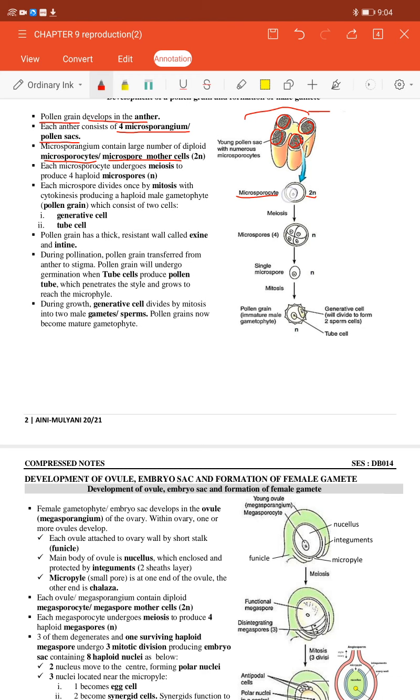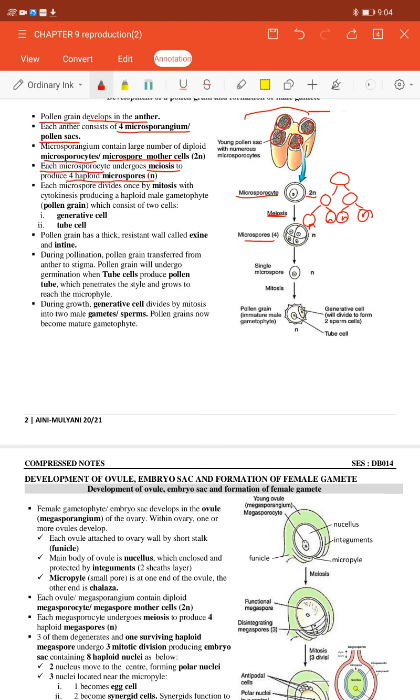So, each microsporocyte ini akan undergo meiosis. So, dia akan undergo meiosis to produce 4 haploid microspores. So, macam biasalah, satu sel ni dia akan undergo meiosis 1. Meiosis 1 dapat 2, tapi meiosis 2 akan dapat lagi 2. Sebab itulah dapat 4 sel, 4 microspores. So, this one is N. Okay, so sebab tu yang dikata kat sini, satu microsporocyte akan hasilkan 4 haploid microspores.